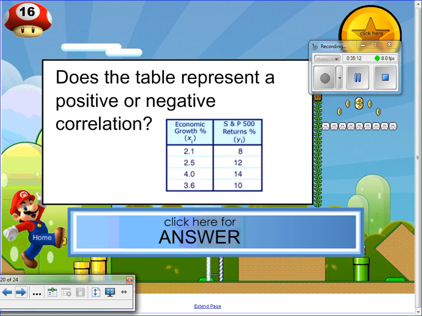Okay, 16, it says, does the table represent a positive or a negative correlation? Okay, what you're going to do here is type in the information into your calculator. So I'm going to go over those steps. I'm not going to write them down, but I will talk you through it as you're going through. So listen to this part.